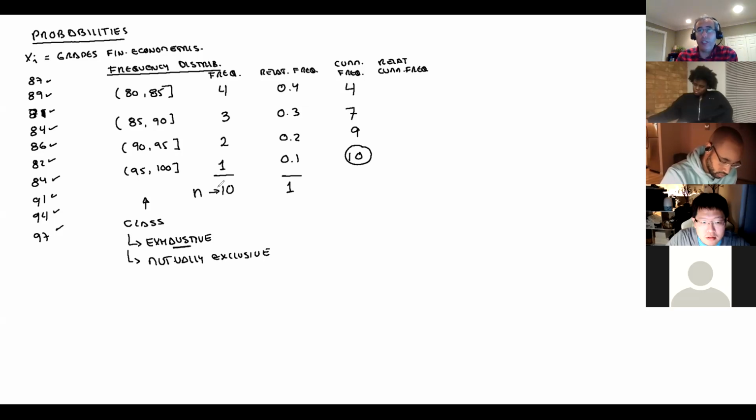And how do you compute the relative cumulative frequencies? Again, you start summing the relative frequencies: 0.4, 0.7, 0.9, and 1.